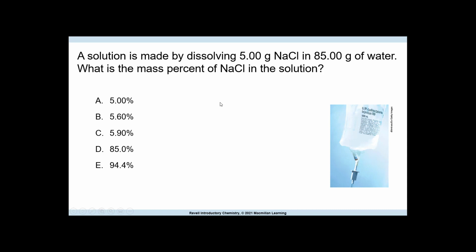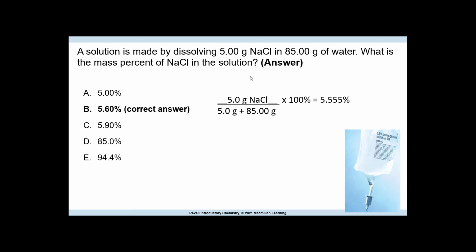So let's take a look at these problems. A solution is made by dissolving 5 grams of sodium chloride in 85 grams of water. What is the mass percent of sodium chloride in solution? So I want to point out something that didn't show up in the lecture. It said it, but it said it really vaguely, and I don't think it did a good job, and I caught it after, unfortunately, when I was doing the lecture.